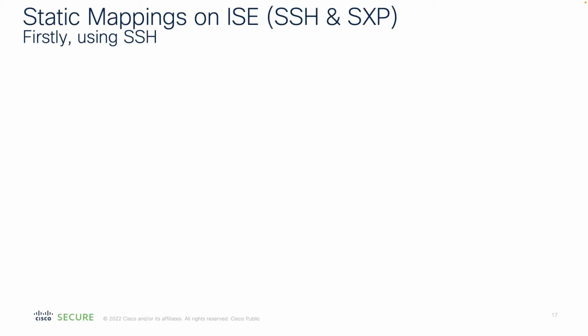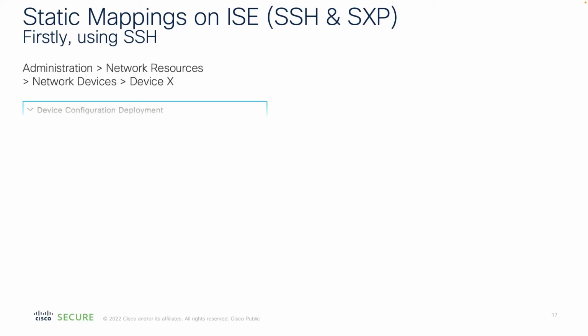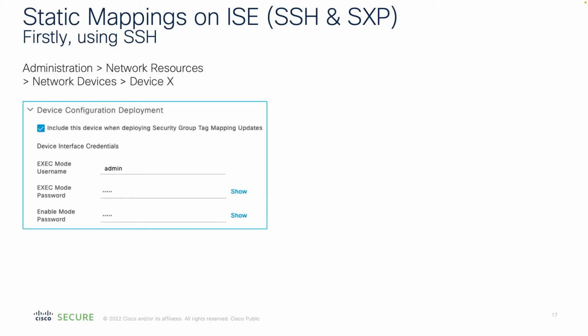Now I want to talk about SSH to begin with. So if we want to send static mappings from ISE to a network device, SSH needs to log on to that network device, so there needs to be some access credentials. And so in ISE, we've got our network device under network resources, network devices. Choose the device, scroll down, and this is where we can configure credentials for that network device. And this is what ISE will use when logging in to add mappings into that device.